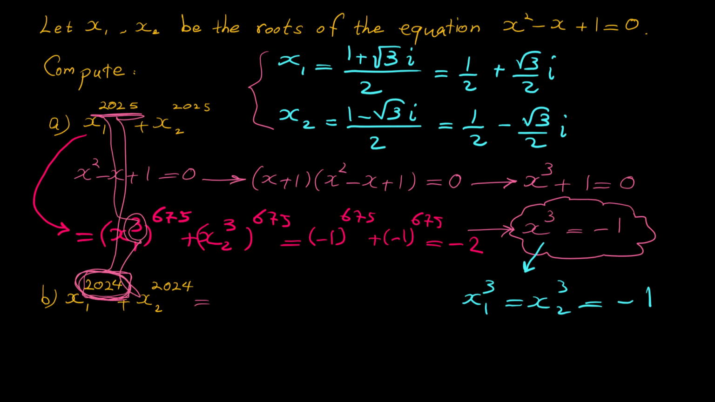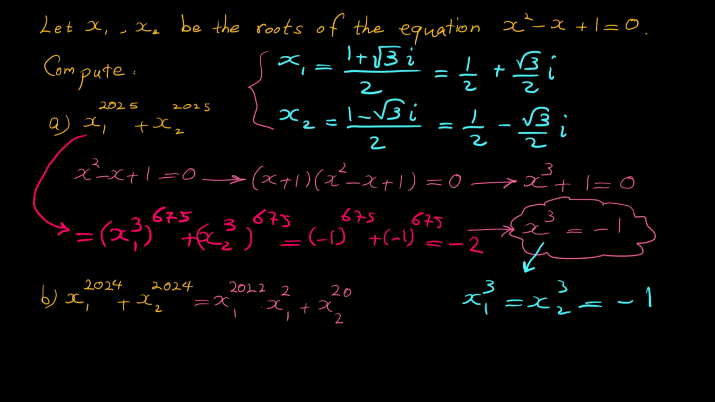2024 is not a multiple of 3. But simply we can write x1 to 2024 in this form. We write this in the form of x1 to the power of 2022 times x1 to the power of 2, plus x2 to the power of 2022 times x2 to the power of 2. Attention, the sum of these two powers is exactly 2024.